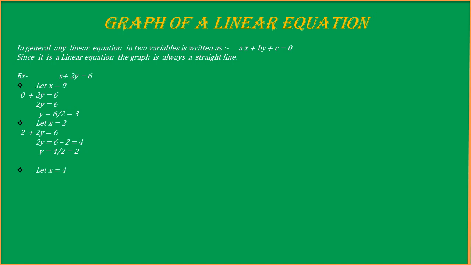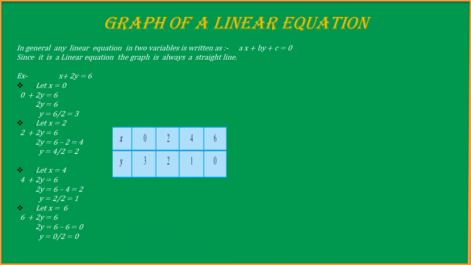So suppose we now take x = 4. Then y will be 1. We take x = 6. Then y will be 0. So here we have taken four sets of values. Now we will make a table for this. Here is the table with the values of x and y.